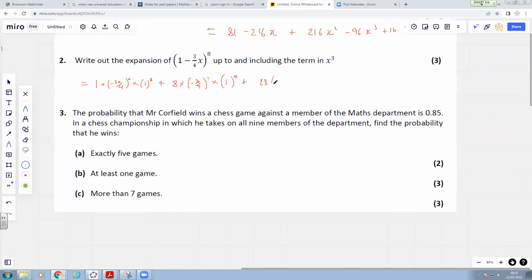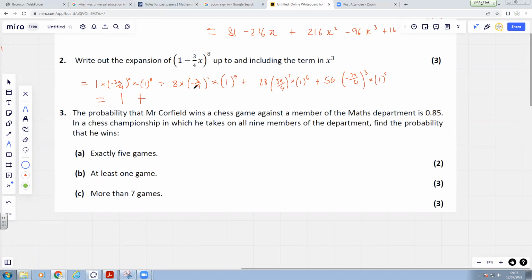And you're going to be doing minus 3x over 4 squared times by 1 to the power of 6. I'm sure you probably didn't write down the ones. I don't blame you. And then lastly, plus 56 minus 3x over 4 cubed. Do use a calculator on these. Times by 1 to the power of 5. Okay, one line writing it all down, kind of messy, and then one line working it all out.